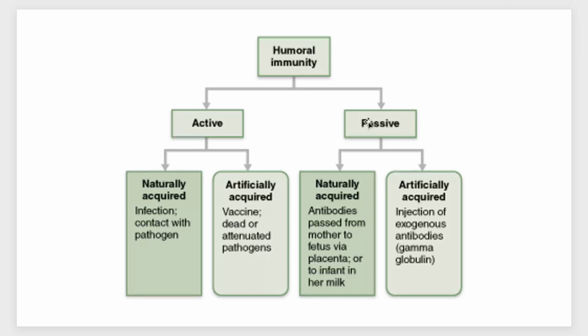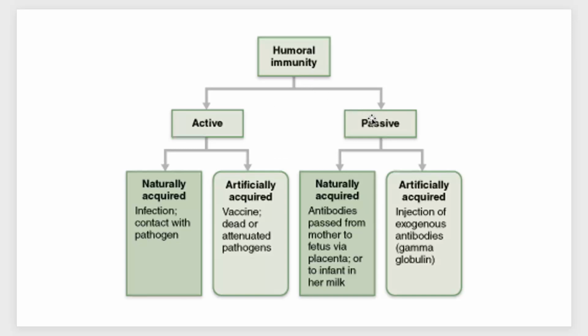Now, passive, we also have natural and artificial. So a passive humoral immunity that would be natural, an example of that would be when antibodies are passed from the mother to the fetus through the placenta. So the baby didn't make its own antibodies. It was given them, so it passively received them, but it was through a natural means. This was a natural process that happened.